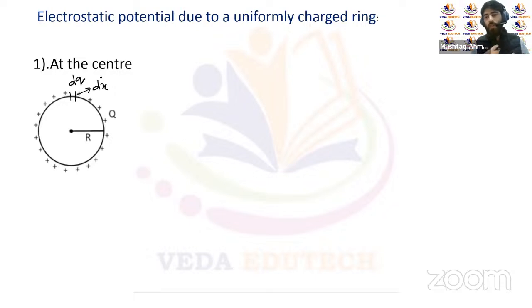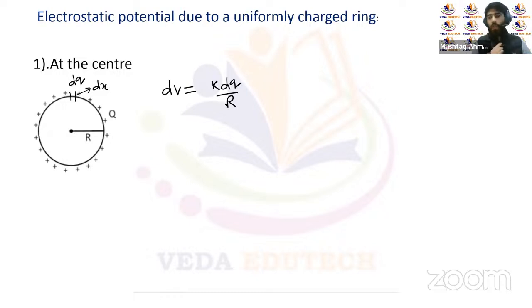And if we calculate the potential due to this elemental charge at the center of this ring, it will be the potential due to a point charge. And we know that the potential due to a point charge is equal to k dq upon r. The distance from the center to this elemental charge dq is capital R, so we'll write it as k dq upon capital R. It will be a very small potential, that's why we write it as dV. So dV is equal to k dq upon R. That will be the potential due to this elemental charge.